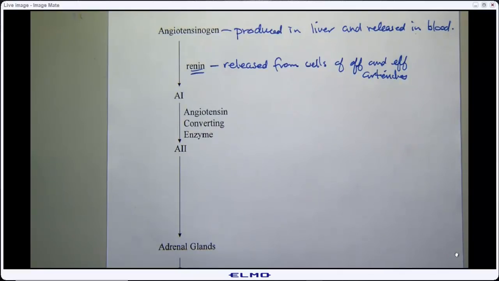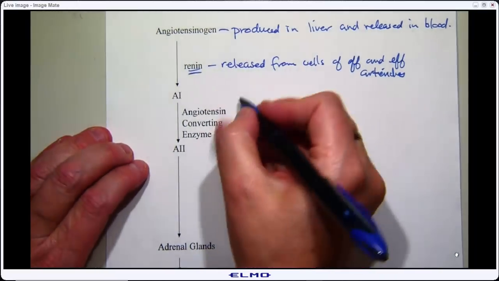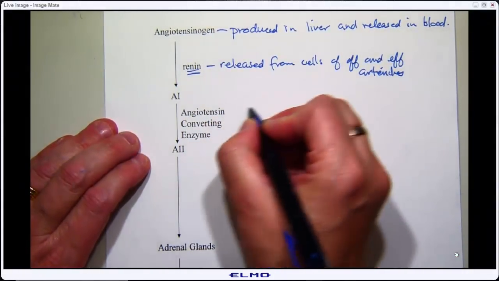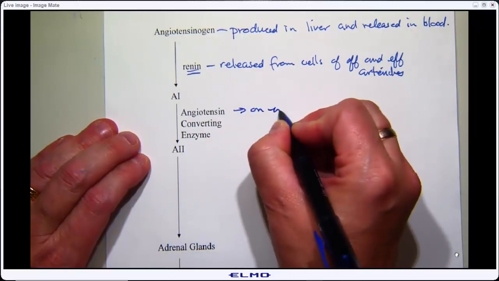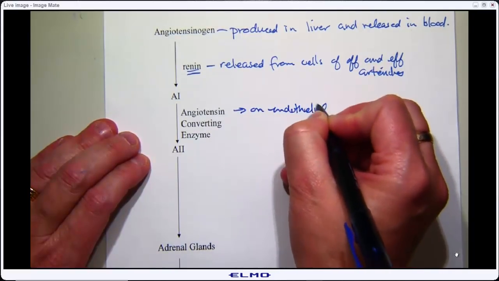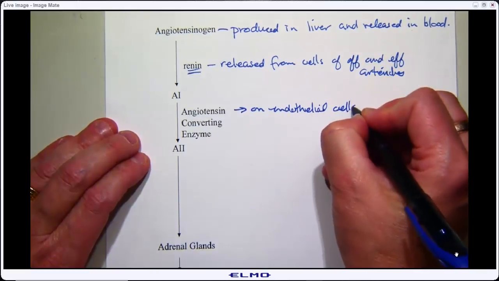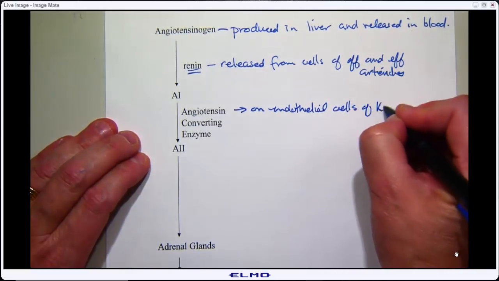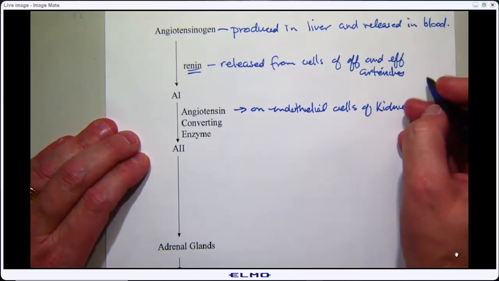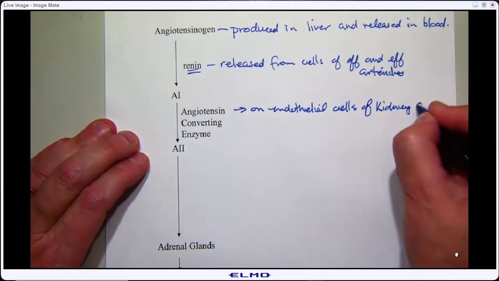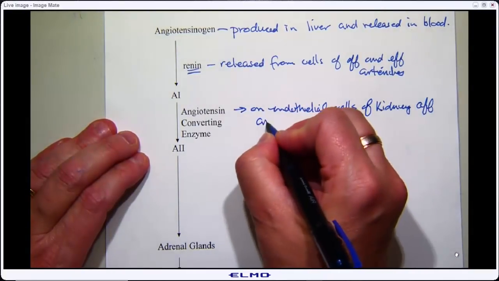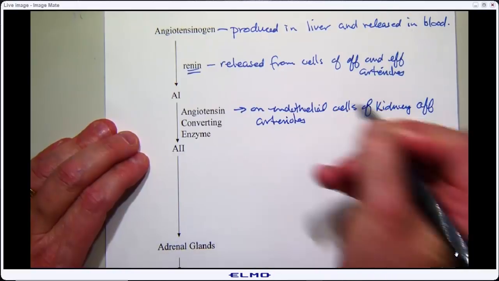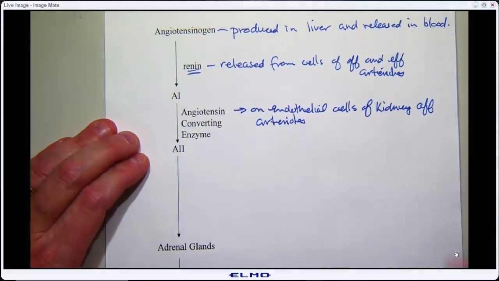If we can get angiotensinogen to angiotensin 1, it'll flow by those two vascular beds and convert angiotensin 1 into angiotensin 2. So we need angiotensin converting enzyme to do that for us. We'll find this on endothelial cells of the kidney. I think they're afferent arterioles in particular. And the lung.